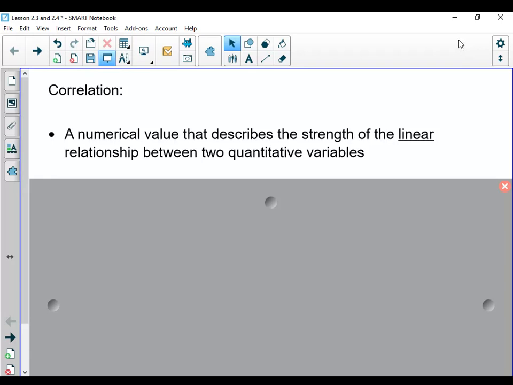On top of that, they have to be quantitative variables too. You might note that it has to be two quantitative variables. We can't do this with categorical.